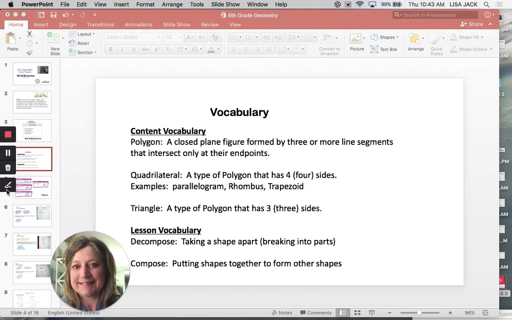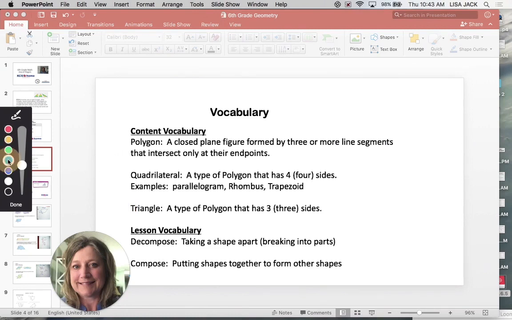We have polygon, and a polygon is a closed plane figure formed by 3 or more line segments that intersect only at endpoints. Then we have a quadrilateral, and it's a type of polygon that has 4 sides. It's like a parallelogram, a rhombus, a trapezoid, and then we have our trusty one here, triangle. And it is a type of polygon that has 3 sides.